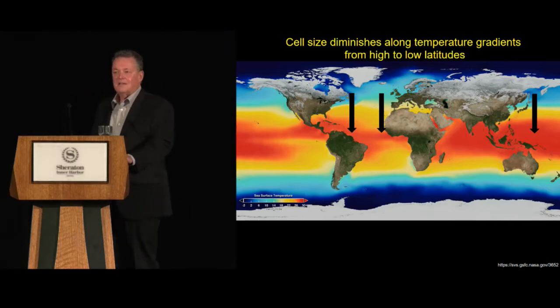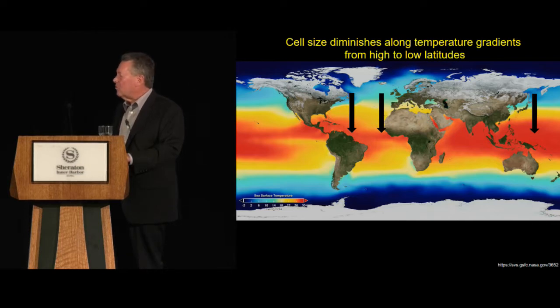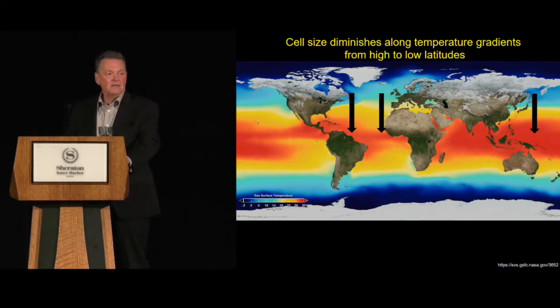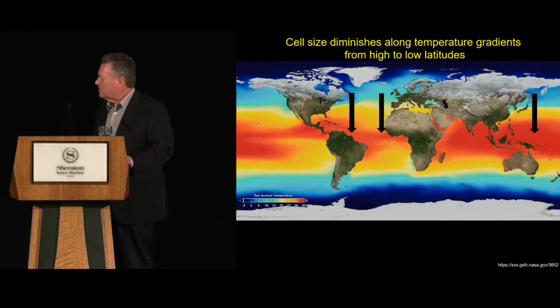A third hypothesis, again a hypothesis that is testable, is that cell size diminishes along temperature gradients from high to low latitudes. I'm not aware of any compilation of phytoplankton and temperature data sets along coastlines that span from the boreal to temperate to subtropical to tropical latitudes and temperatures. That's a measurement program that is feasible, that could be done, and it would be an opportunity for us to test this hypothesis that there are latitudinal gradients in the relative importance of large versus small cells.